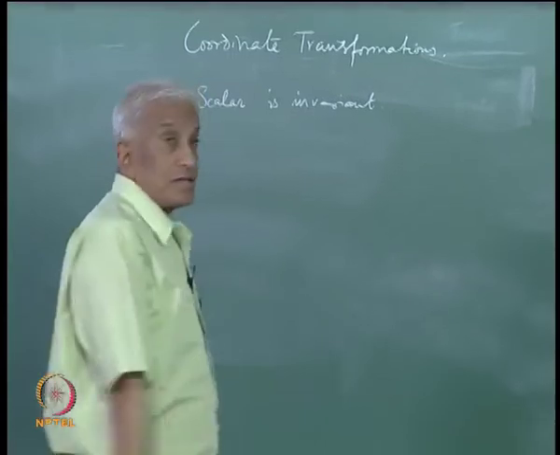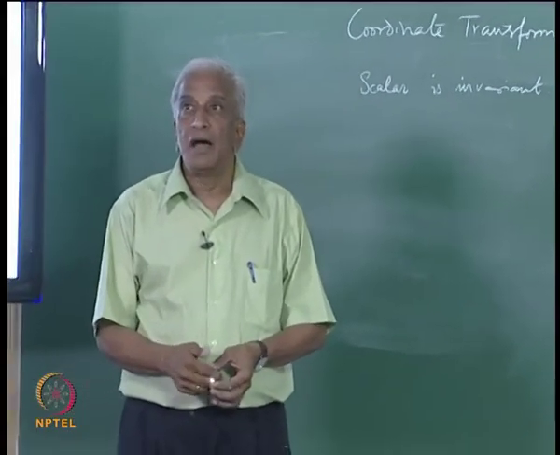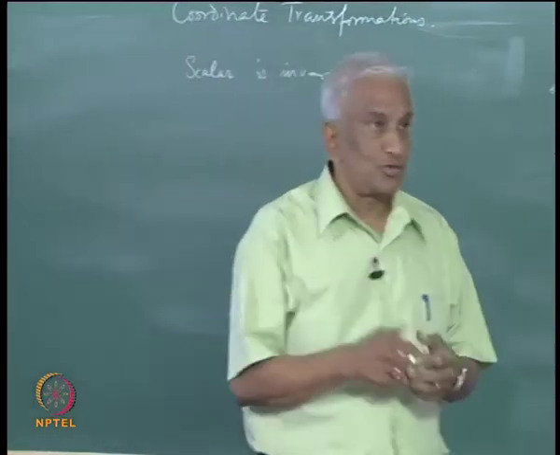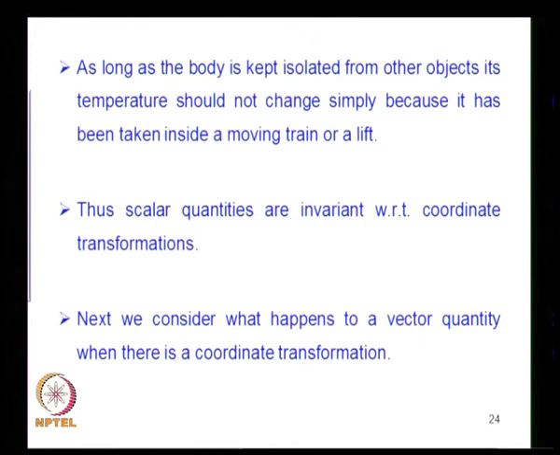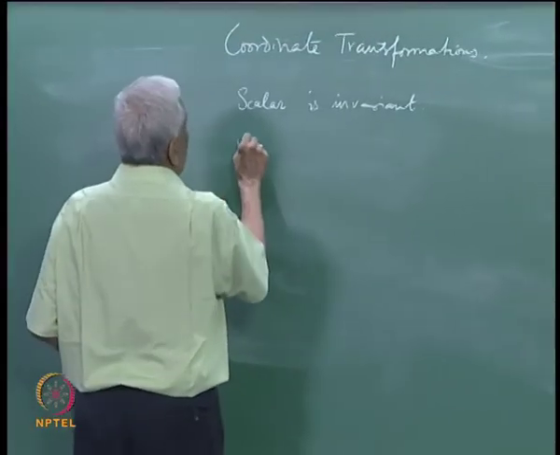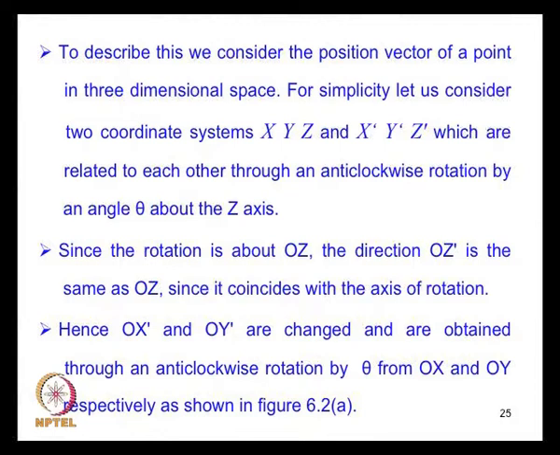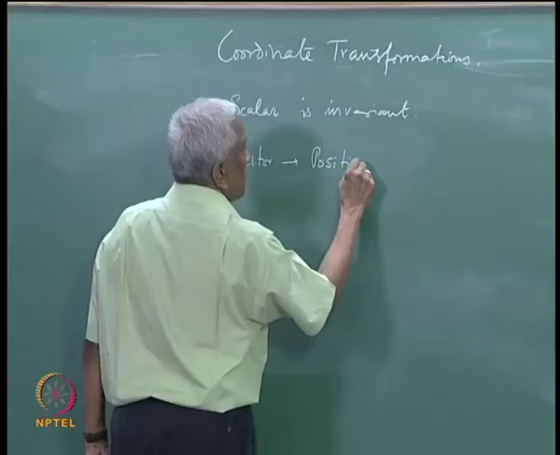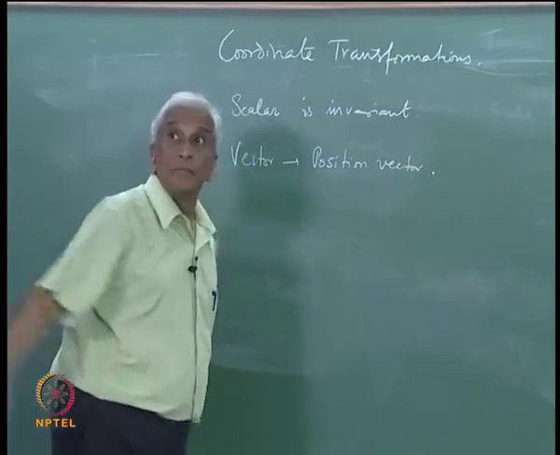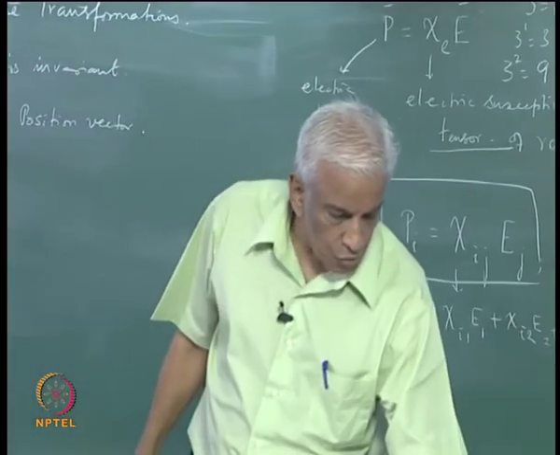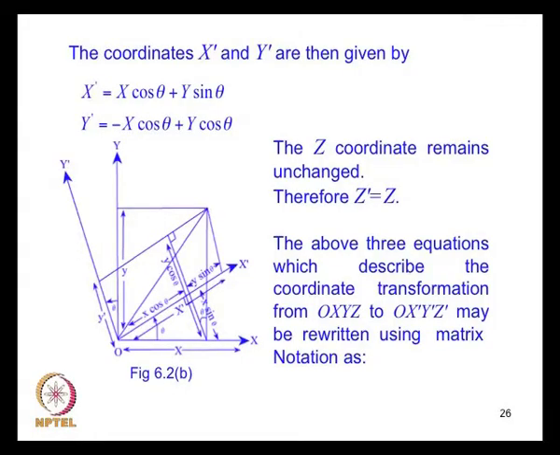For example, the mass of an object or the temperature of an object are not determined by what coordinate system we use to specify this. So, that is what we mean by saying that the scalar quantity is invariant under coordinate transformations, but this is not the case for vector and other tensor quantities. A vector changes in magnitude and direction. For example, one of the simplest examples is the position vector.